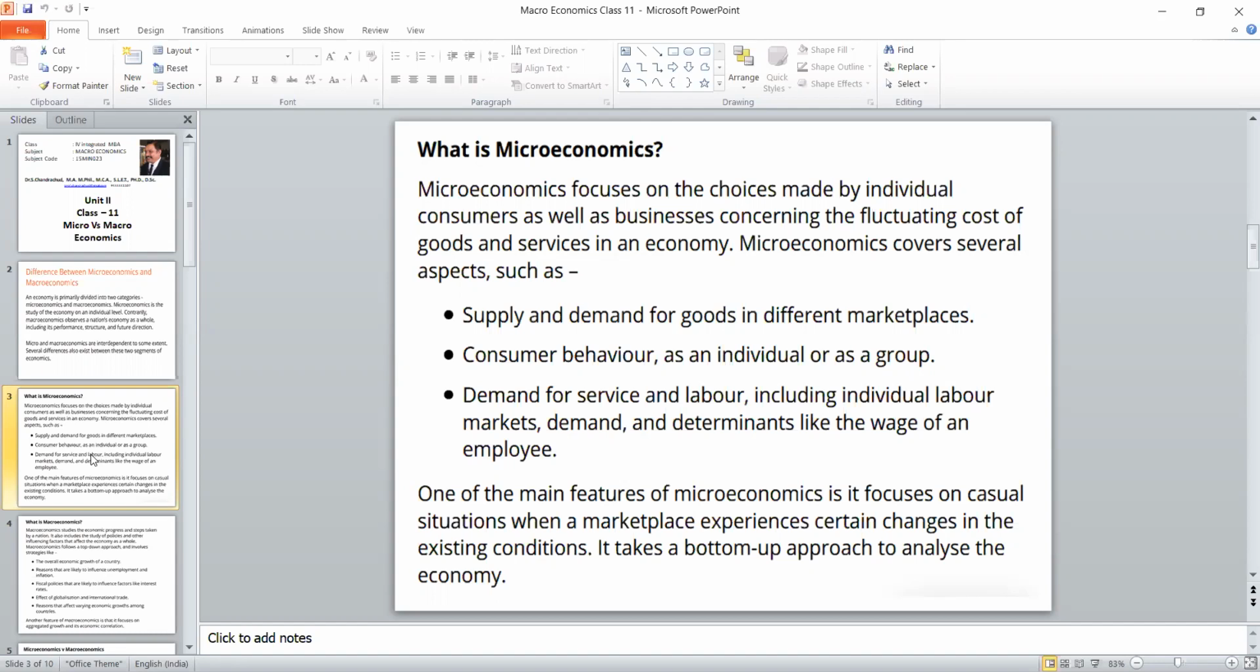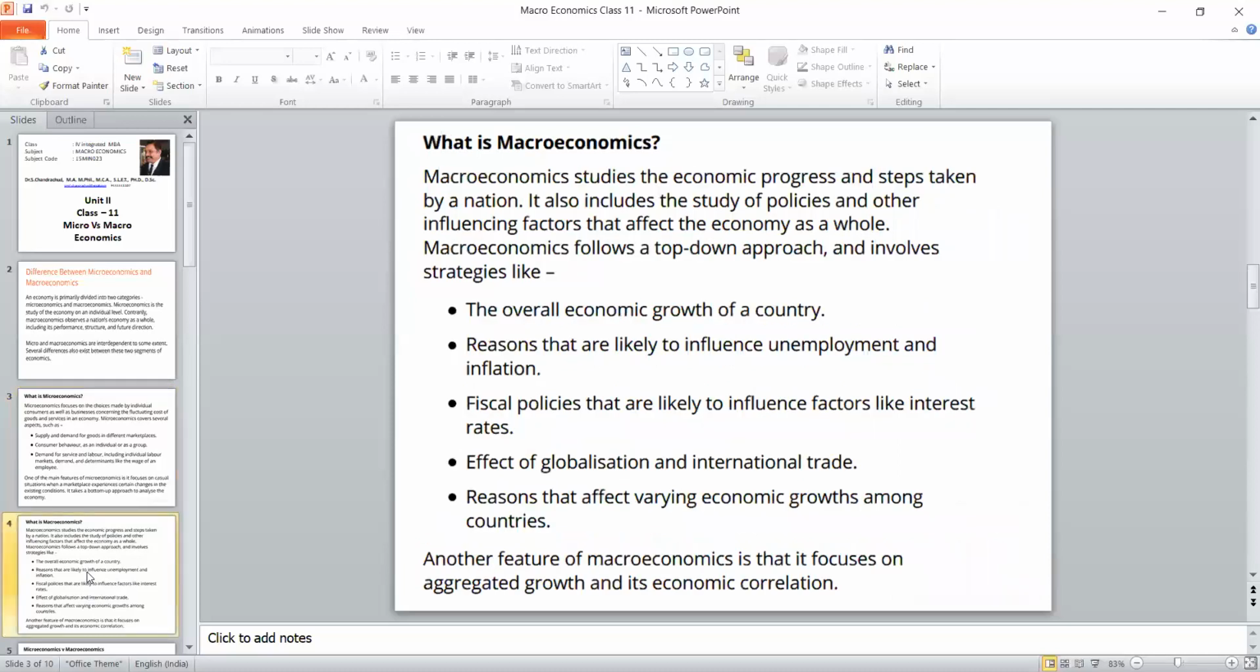So once you have said about this micro level, then it is easy to go for the macro level. Why? Aggregation of micro is macro. There is a difference. One is called the bottom-up approach, the other one is the top-to-bottom approach. Bottom-up approach is micro, top-to-bottom is macro. Now we'll move to what macroeconomics is, and then we'll go for the difference.